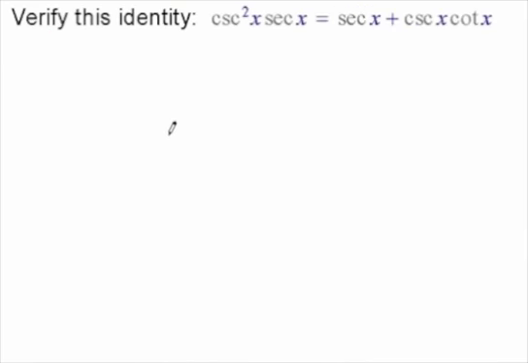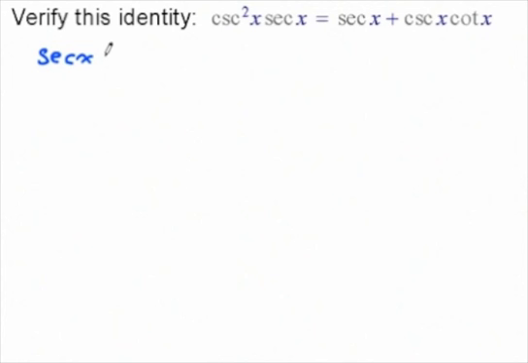Here's another example, and this is in terms of cosecant, secant, and cotangent. It's too much of a mixture. I'm not quite sure which one's uglier, but I'm going to go with the two pieces and try to make it one piece, like the left-hand side. So in this case, I'm going to work with the right-hand side and see if I can come up with the left-hand side.